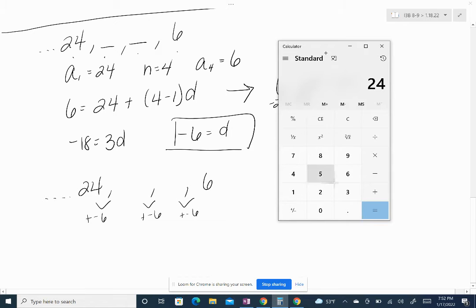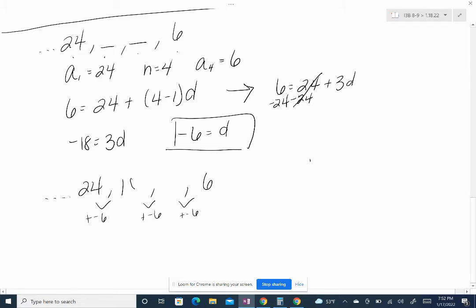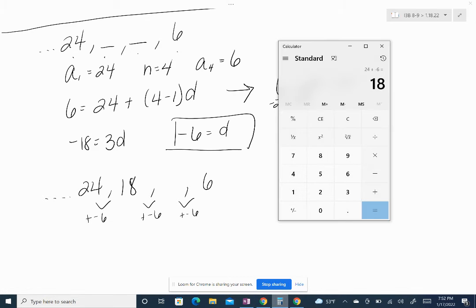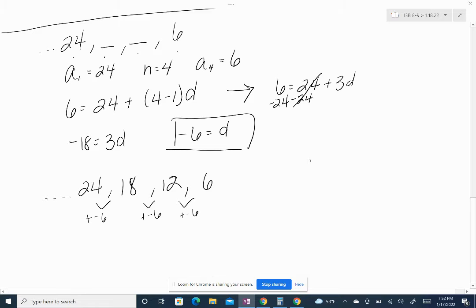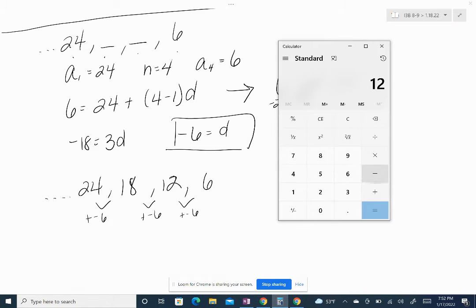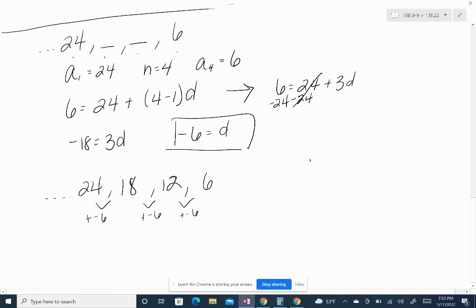So maybe 24 plus negative 6 gives us 18. And we have 18 plus negative 6, which is going to give us 12. And we can double check our pattern still works. So 12 plus negative 6 is going to give us 6. Perfect, so that pattern matches. So our answer would be 18, 12. These are the 2 missing terms right there.